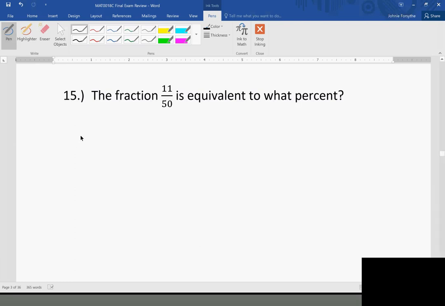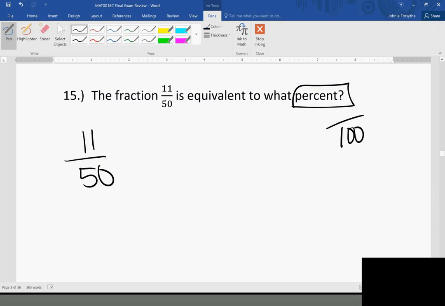We could look at it like this. So we have 11 over 50. Well, we know that percent means over 100, a number over 100. So if I were to change this 11 over 50 to equal something over 100, then that top number would give us what that percent is.